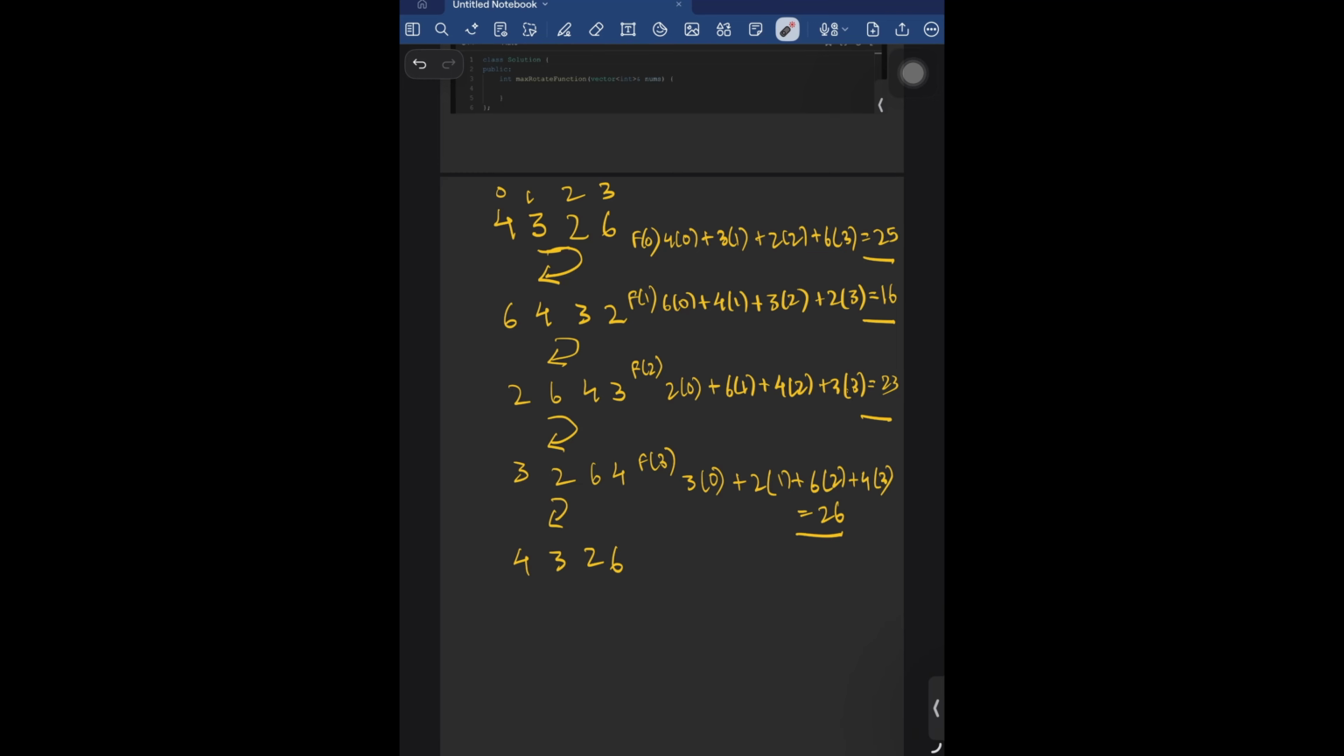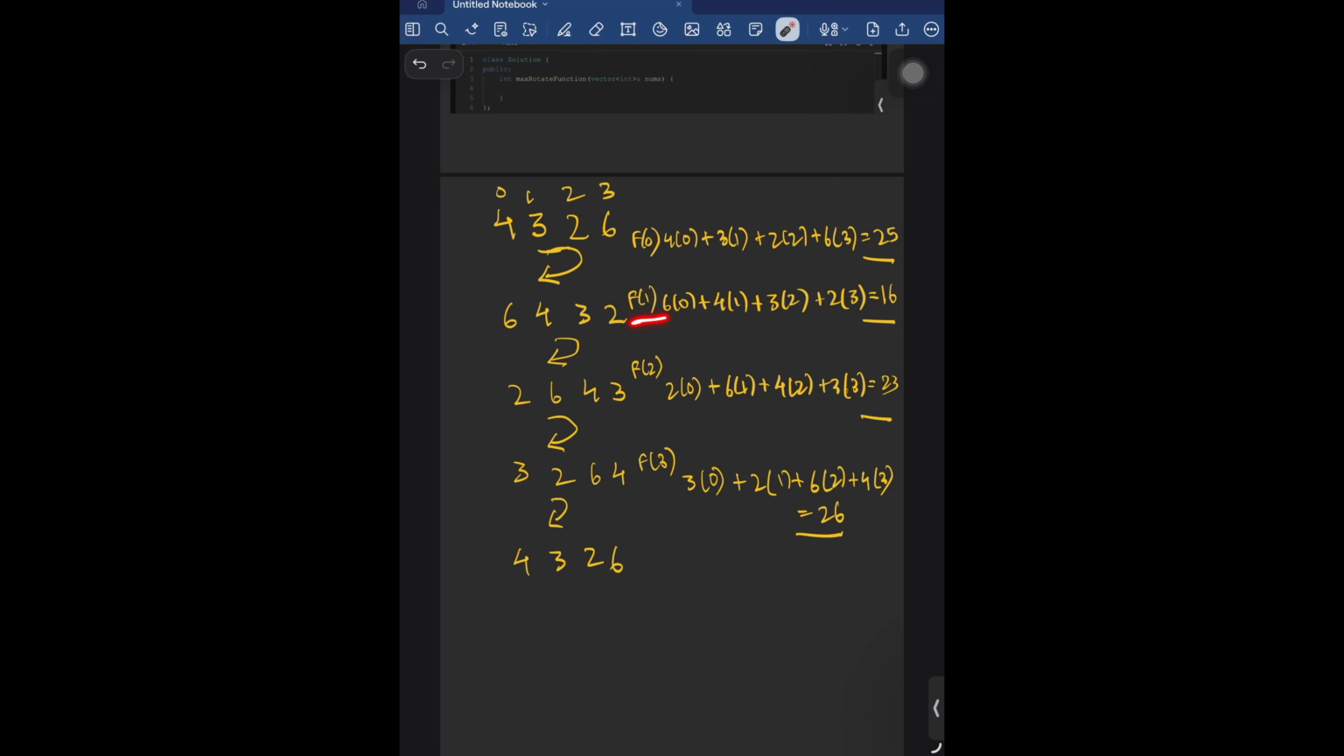F of 0 means that you will multiply 0th index with 0, first index value with 1, second index value with 2, and third index value with 3. So basically 4 into 0 plus 3 into 1 plus 2 into 2 plus 6 into 3. That is our f of 0, whose value is 25. Then if you rotate it once clockwise, this 6 will come to the 0th index and they will right shift once. So 6, 4, 3, 2 is our new array.